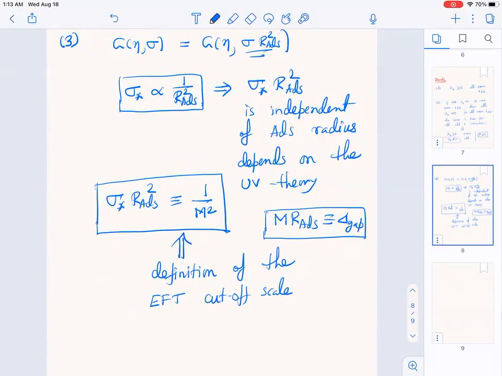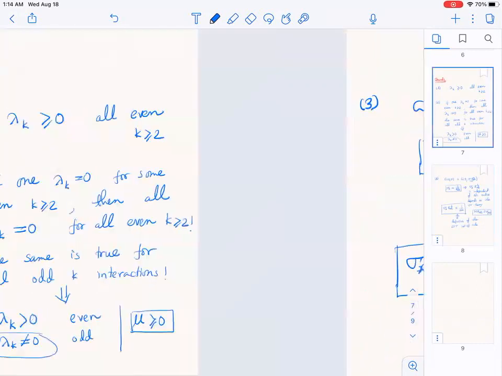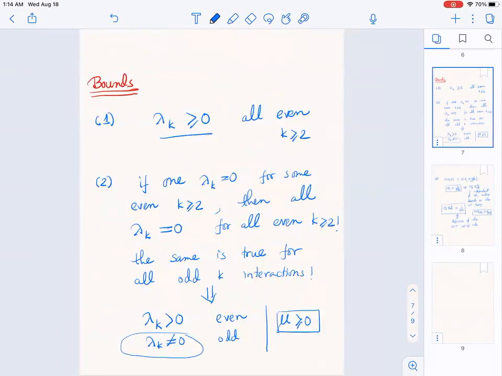But some of the bounds will depend on this definition, and some of the bounds will not. For example, the positivity condition does not depend on how you define your cutoff scale. These are valid irrespective of the definition.